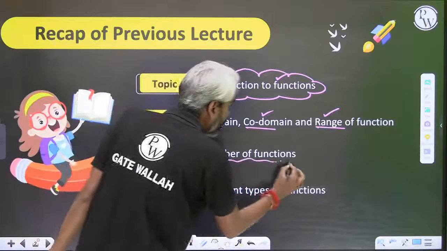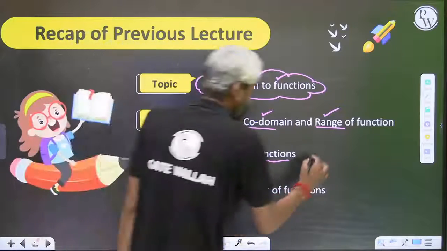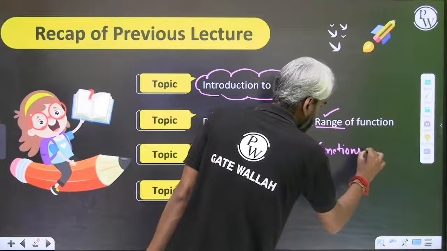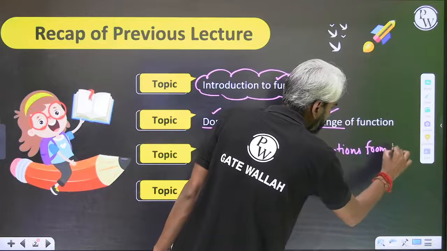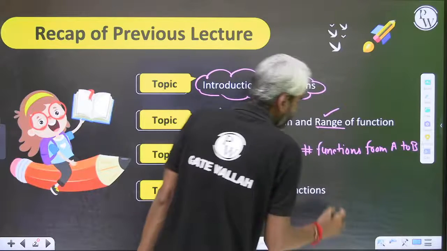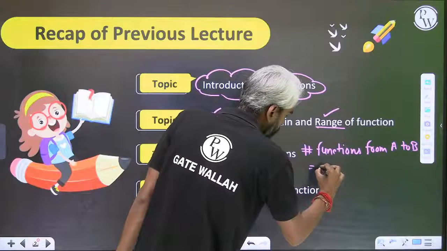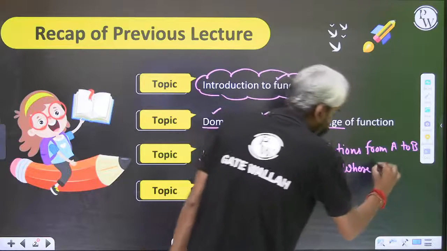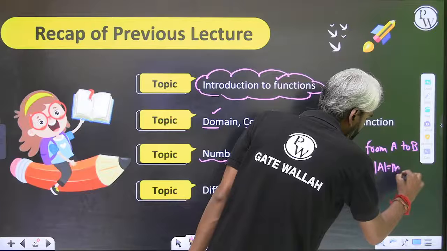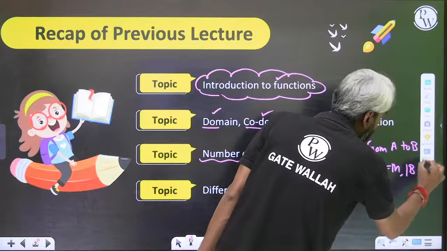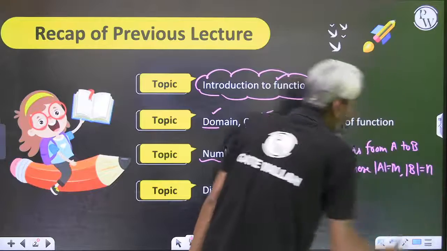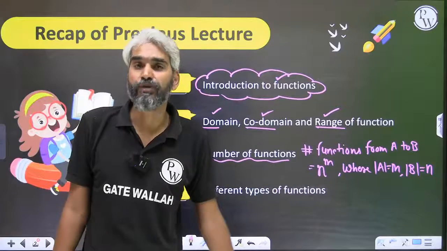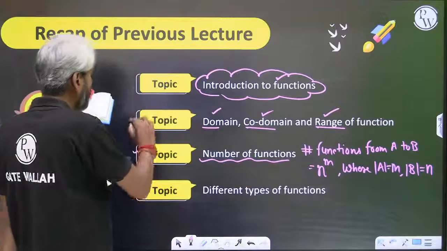Then we tried to define the number of functions from set A to set B. Number of functions from A to B equals n raised to the power m, where mod A, that is the number of elements in the domain, is m, and mod B, that is the number of elements in the codomain, is n. So basically, the number of functions from set A to set B will be the size of the codomain raised to the power size of the domain.